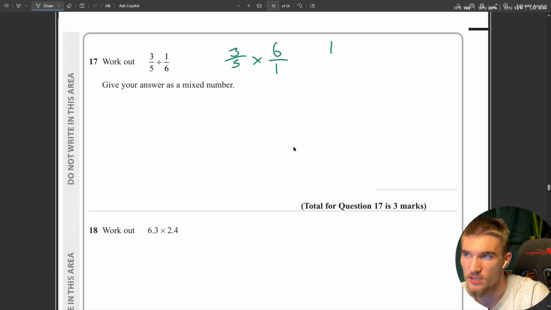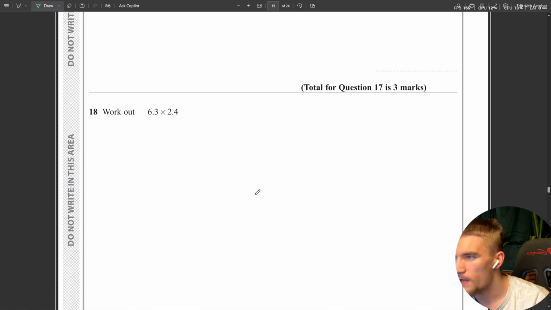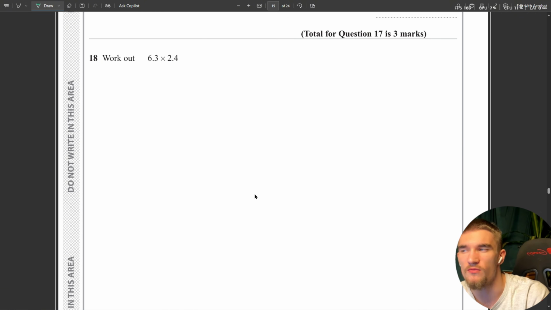So 3 times 6 gives me 18. 5 times 1 gives me 5. So I have 18 divided by 5. How many 5s can I fit in 18? Obviously 3. That gives me 15 with a remainder of 3. So it's going to be 3 and 3 over 5. Bada bing, bada boom. Work out 6.3 times 2.4.